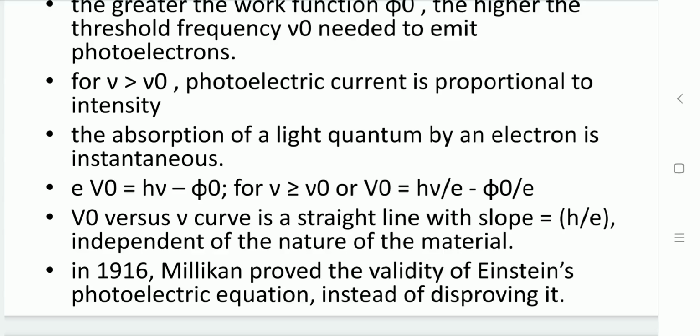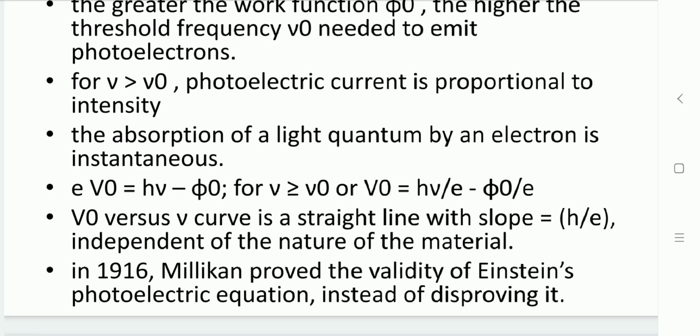Intensity of that radiation is proportional to the number of quanta of energy per unit time per unit area. So the greater the number of energy quanta available, the greater the number of electrons absorbing that energy and the greater the number of electrons coming out of that metal for v greater than v0. So for v greater than v0, the photoelectric current is proportional to the intensity.